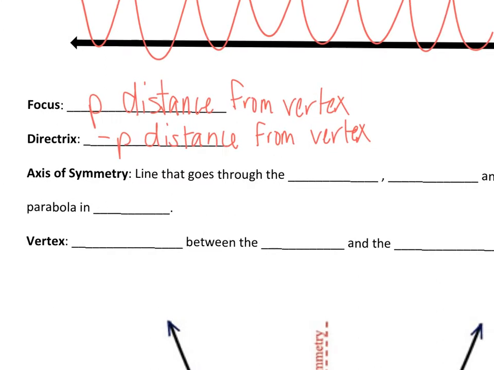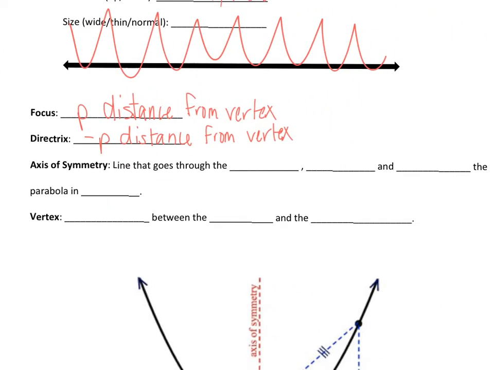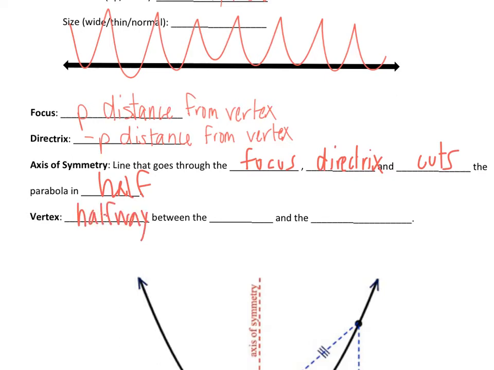The axis of symmetry runs through all of these points. The axis of symmetry runs through the focus and directrix, and cuts the parabola in half. Okay. Vertex, we already discussed what it is. It's (h, k). But the vertex is halfway between the focus and directrix.